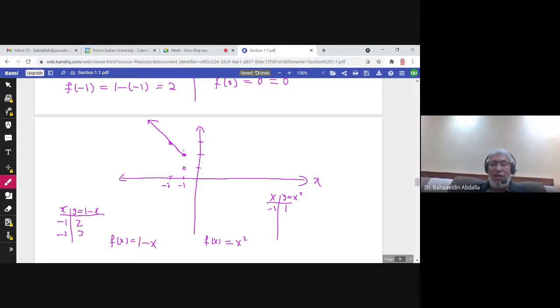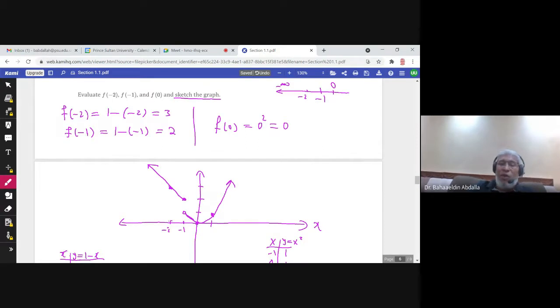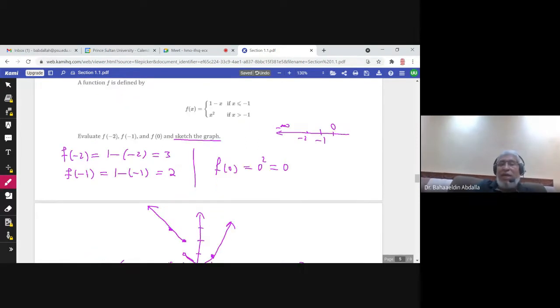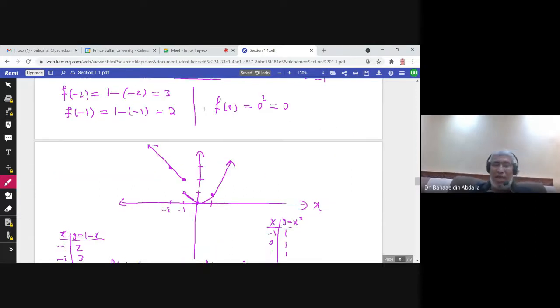Okay, if you graph a vertical line, it passes through 1 point, so it remains a function. And at 0, it is 0. And at 1, because I have to choose points to the right of -1, it is 1. So I continue, I graph the parabola like this. That's the parabola. Okay, so this is the graph of the function f of x: 1 minus x to the left of -1, and x squared to the right of -1, and the equality sign is with the line 1 minus x, not with the parabola.